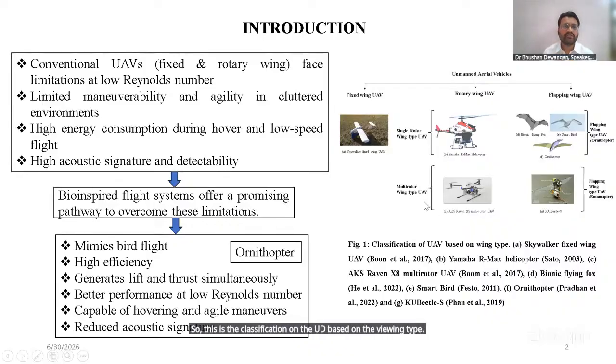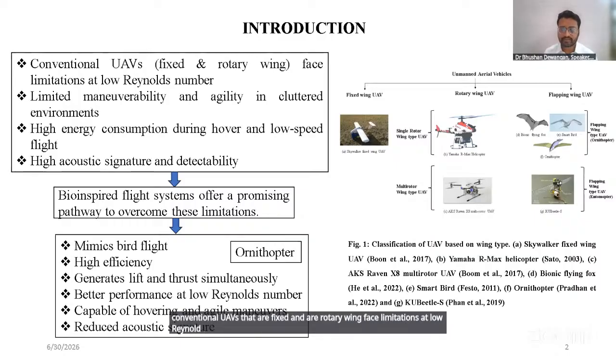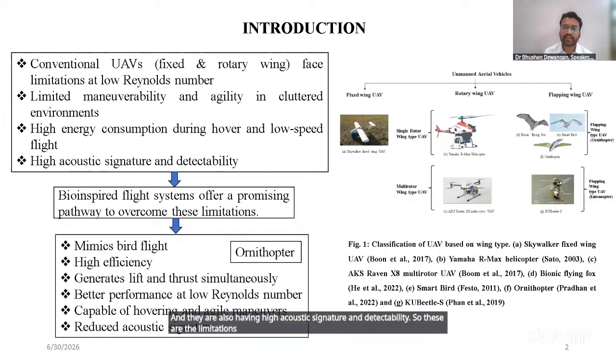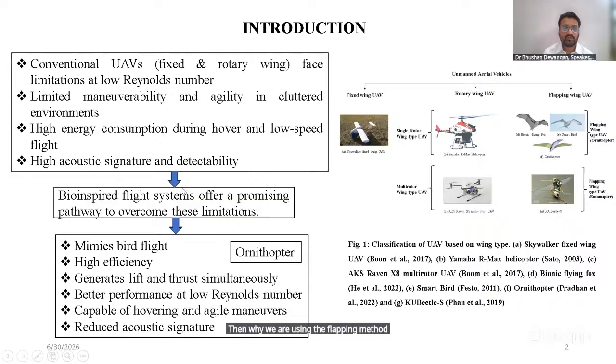Conventional UAVs, fixed and rotary wing, face limitations at low Reynolds number. There is limited maneuverability and agility in cluttered environments. There is high energy consumption during hover and low speed flight. They also have a high acoustic signature and detectability. These are the limitations, and due to them we are focusing on the flapping wing UAV. Why are we using the flapping wing UAV? Bio-inspired flight systems offer a promising pathway to overcome these limitations.